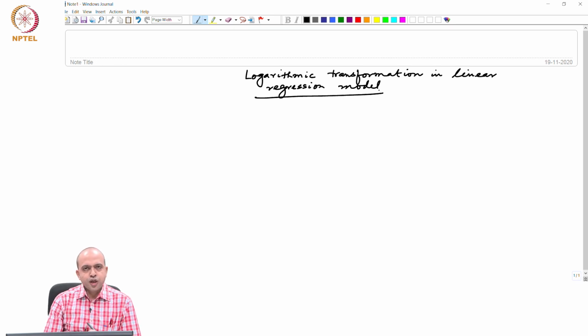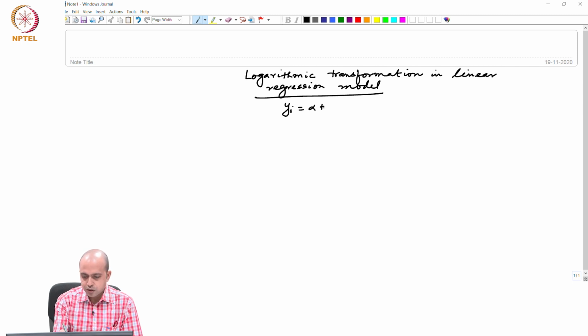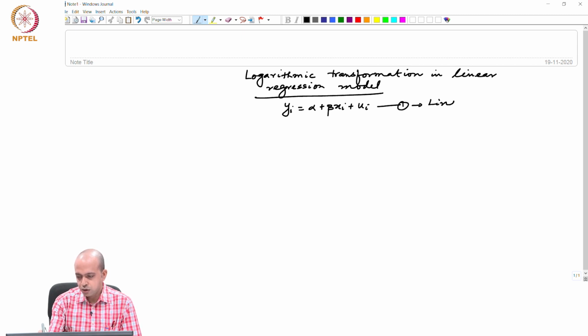So far the econometric models we were discussing were linear in nature. That means our model was like this: yi equals alpha plus beta xi plus ui. Let us say that this is model 1, which is called linear model.